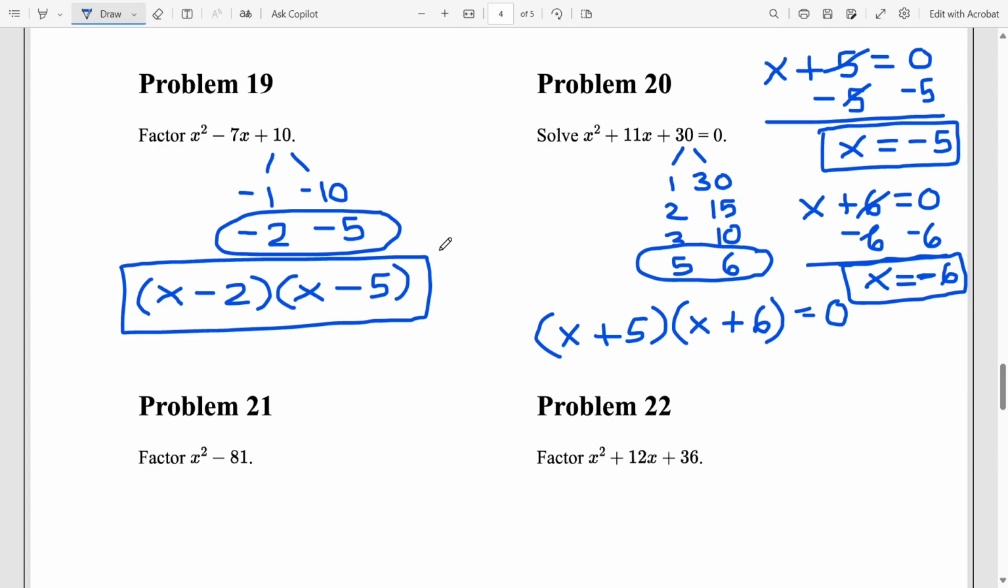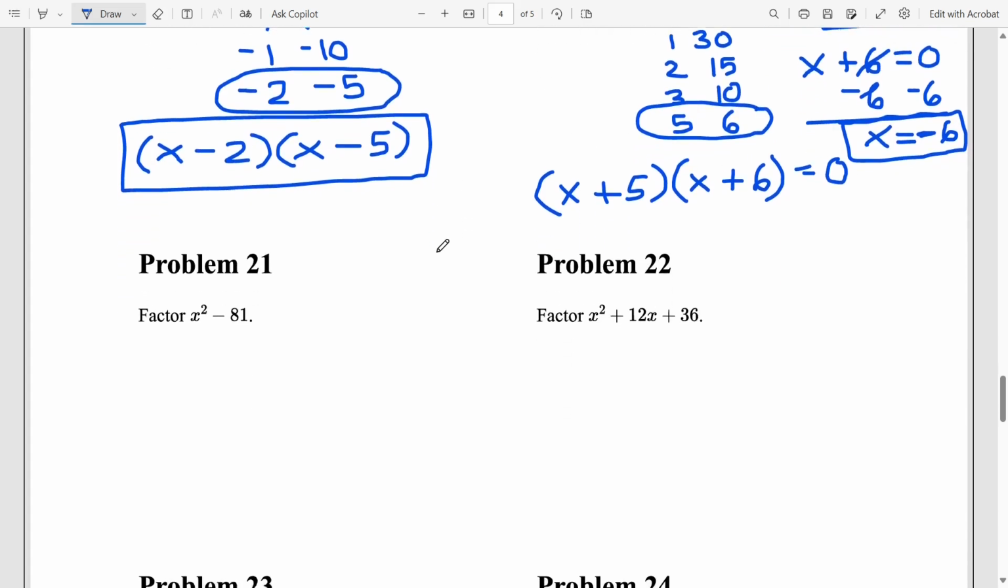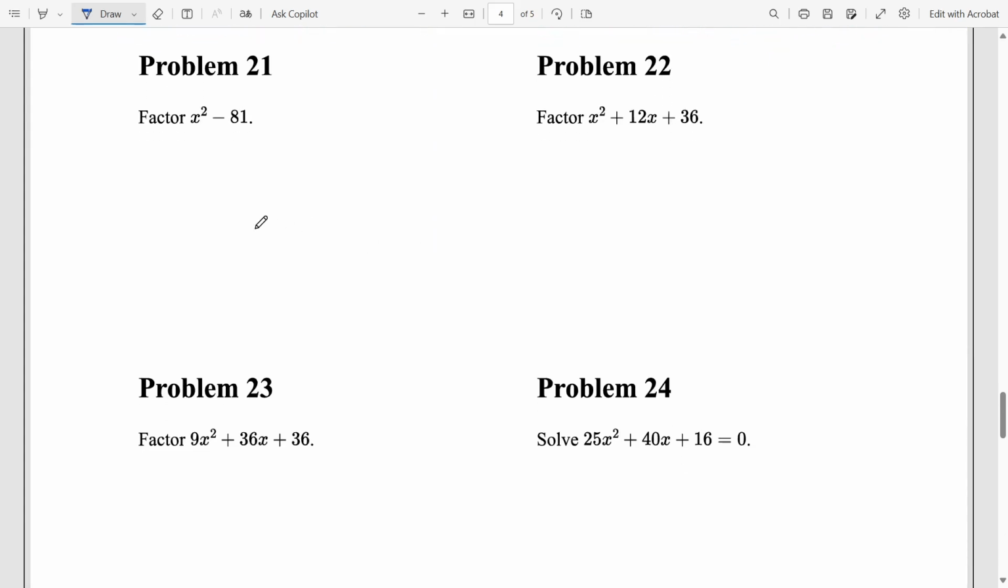All right, let's move on to problem 21. All right, problem 21, we are factoring a difference of squares pattern. That pattern follows the form a squared minus b squared, and that factors into a plus b times a minus b.